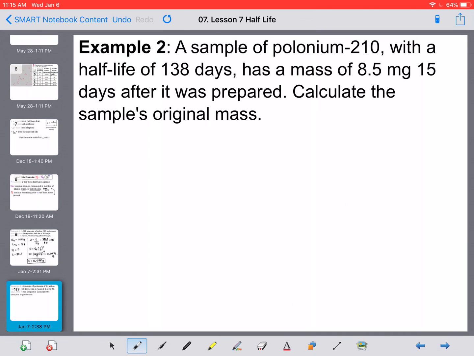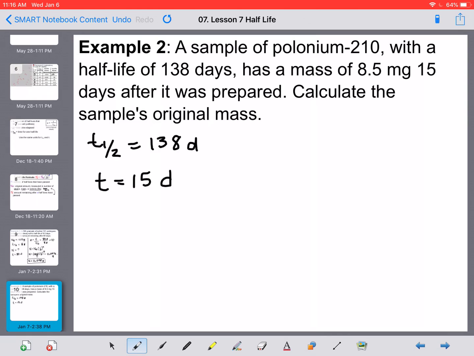Okay, let's do another one. Example 2. A sample of polonium-210 with a half-life of 138 days, so T1/2 is 138 days, has a mass of 8.5 milligrams 15 days after it was prepared. So T is 15 days.